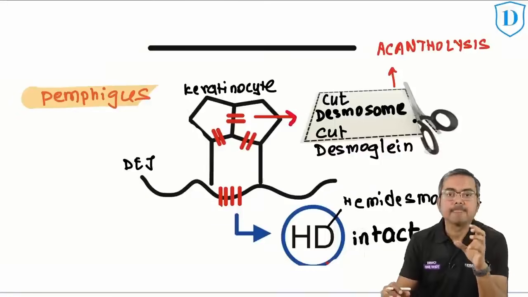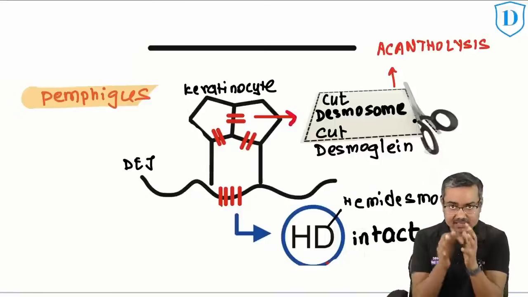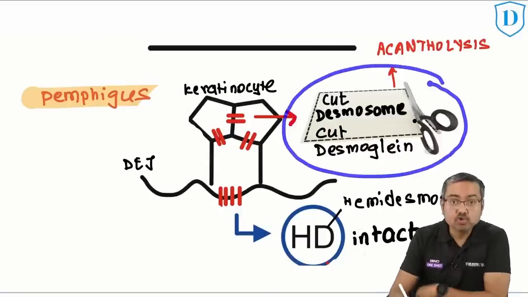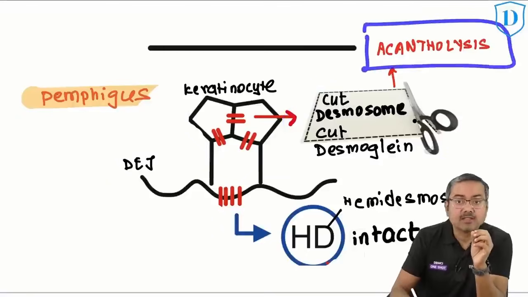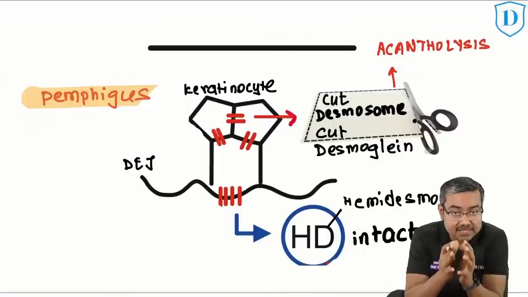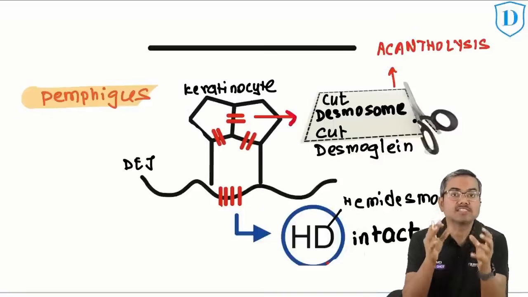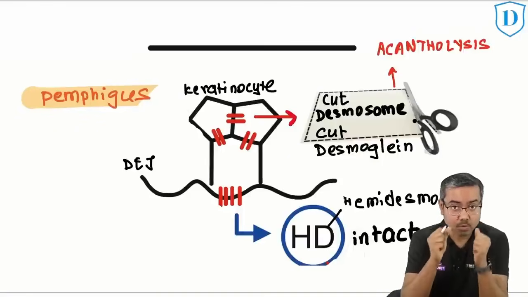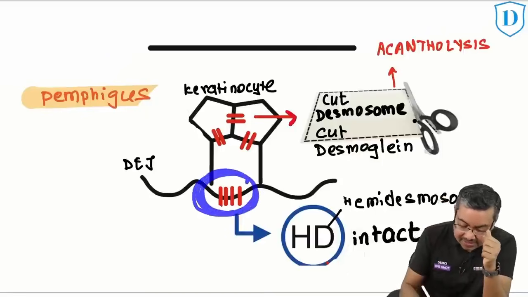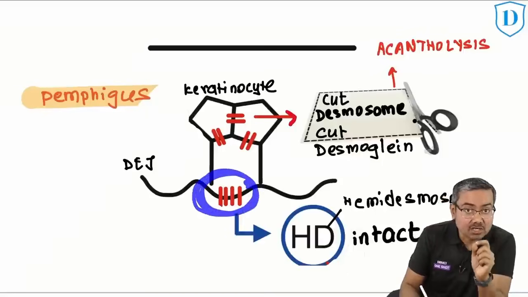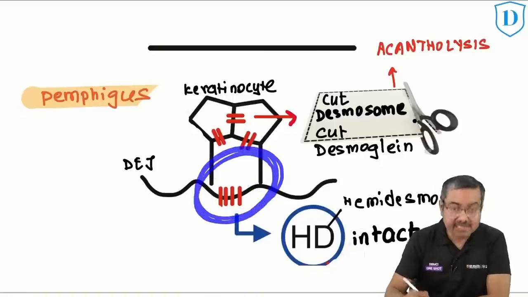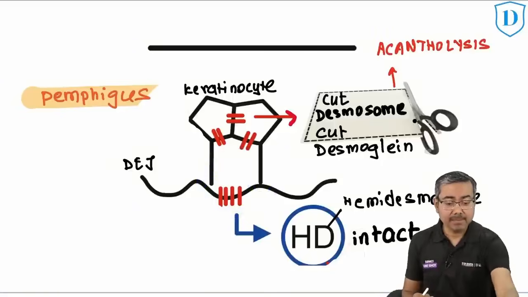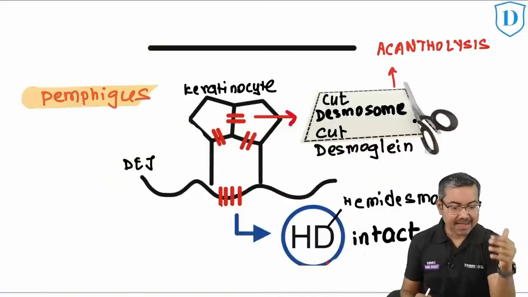Now, listen carefully. I'll just start again. Cut desmosome, cut desmoglein. This process has been called acantholysis. Acantholysis is the process where you have a cut desmosome, a cut desmoglein. Now, there is a structure called hemidesmosome, and that hemidesmosome is below the basal keratinocyte.